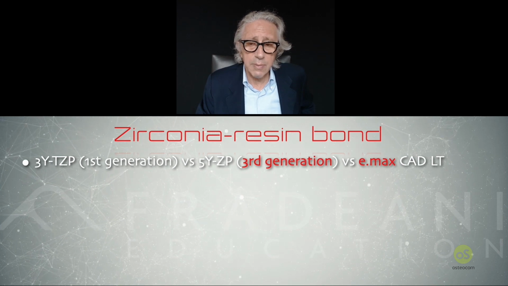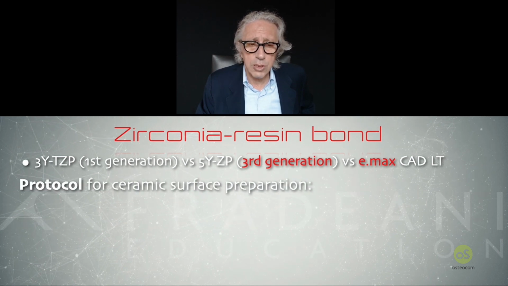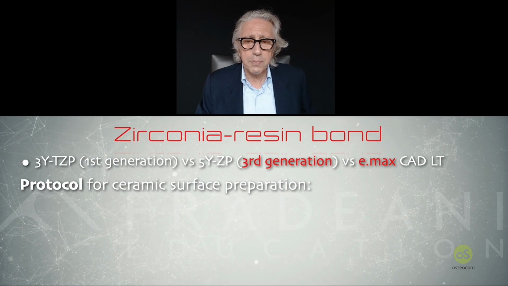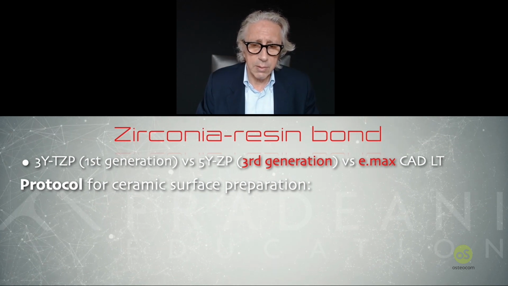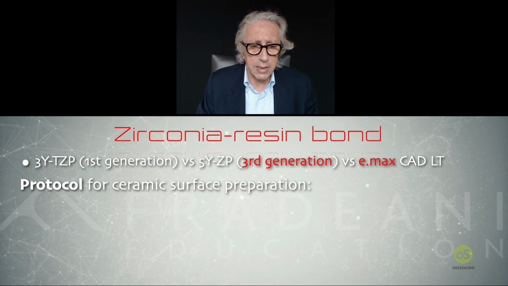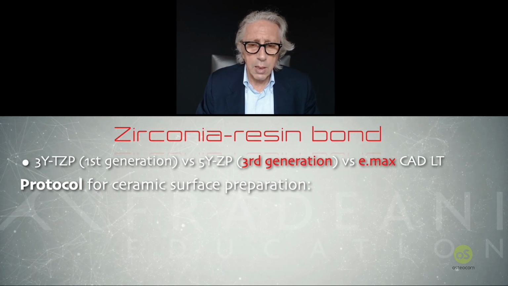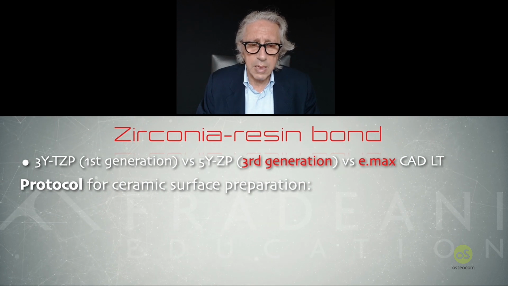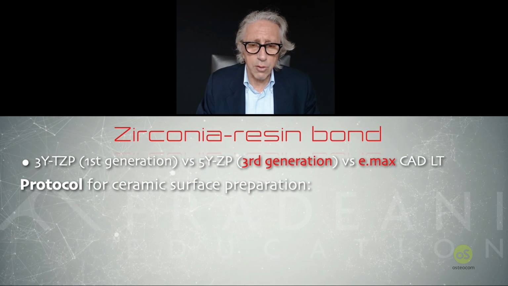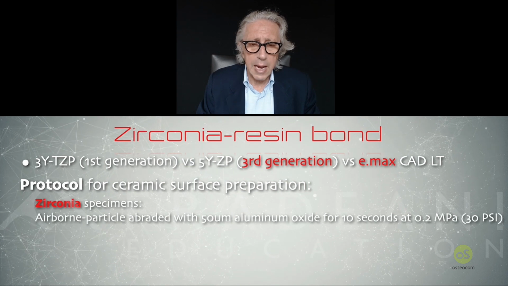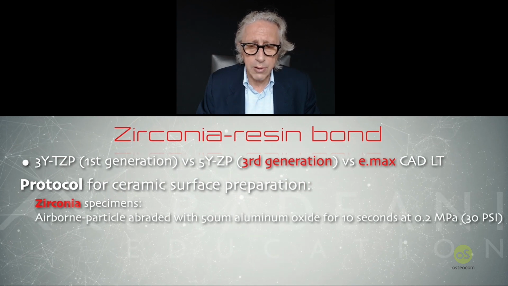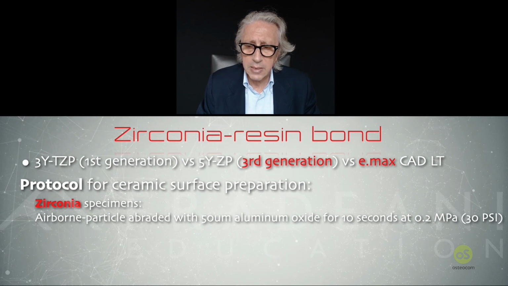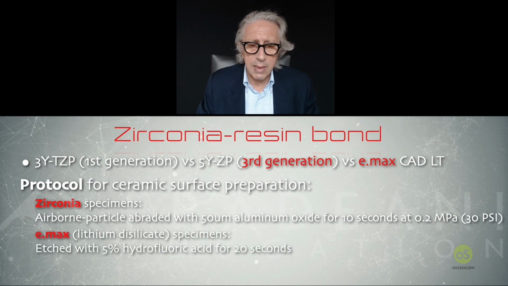So zirconia resin bond, we have the first generation now and the Emax. We had the chance to check the protocol for ceramic surface preparation. So we are talking about the original zirconia material, not the new modern material that we discuss in a while. So the first generation versus the third generation versus Emax. Protocol for ceramic surface preparation for zirconia: airborne particles, as you said, 50 micron aluminum oxide, sandblast of 0.25 megapascal.